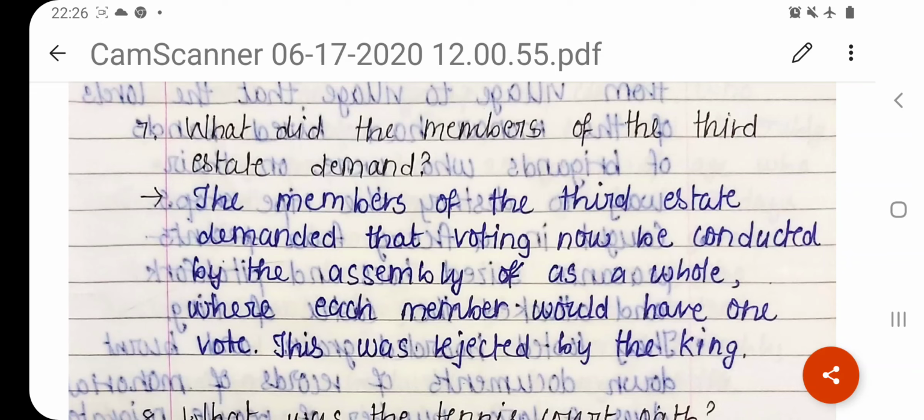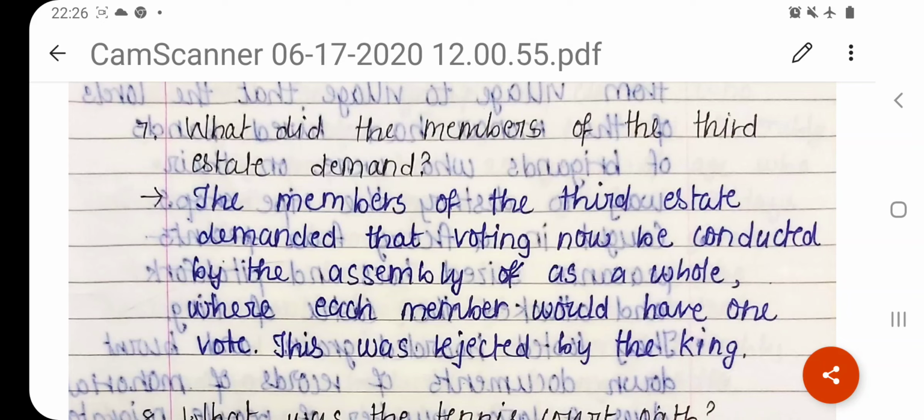So imagine the three estates are together, first estate, second estate and third estate. Each estate will have one vote each, right? Now, which two estates are friends? The first estate and the second estate. So, they would always come together, one vote each. 1 plus 1 is 2. Whereas the vote of the third estate would always be neglected.